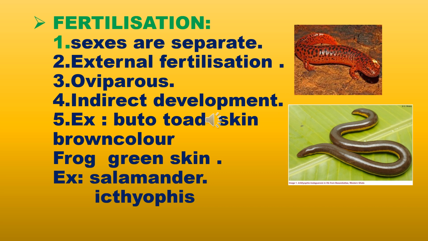In the toad, the skin is brown in color, whereas the frog has green skin. And salamander and Ichthyophis are also amphibians.